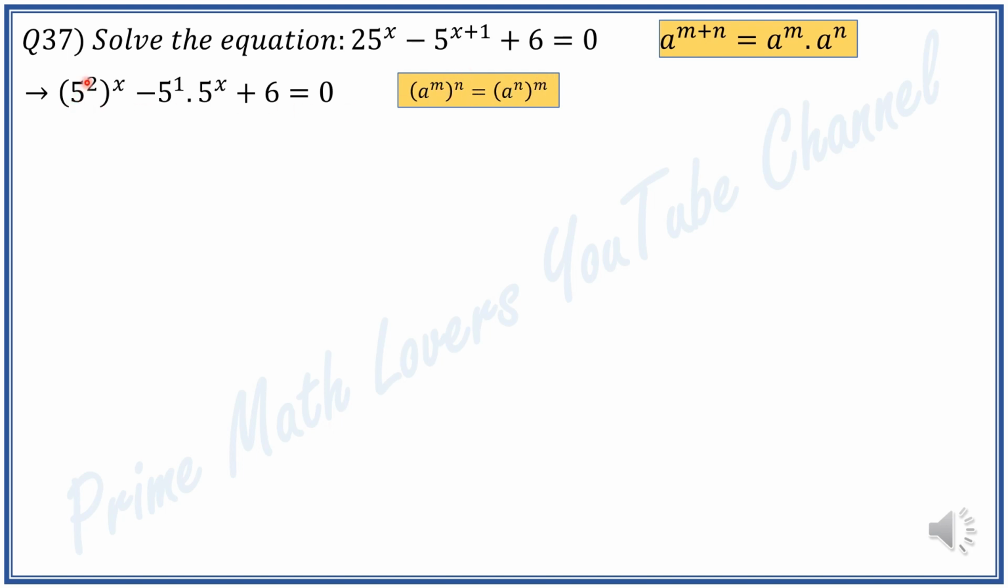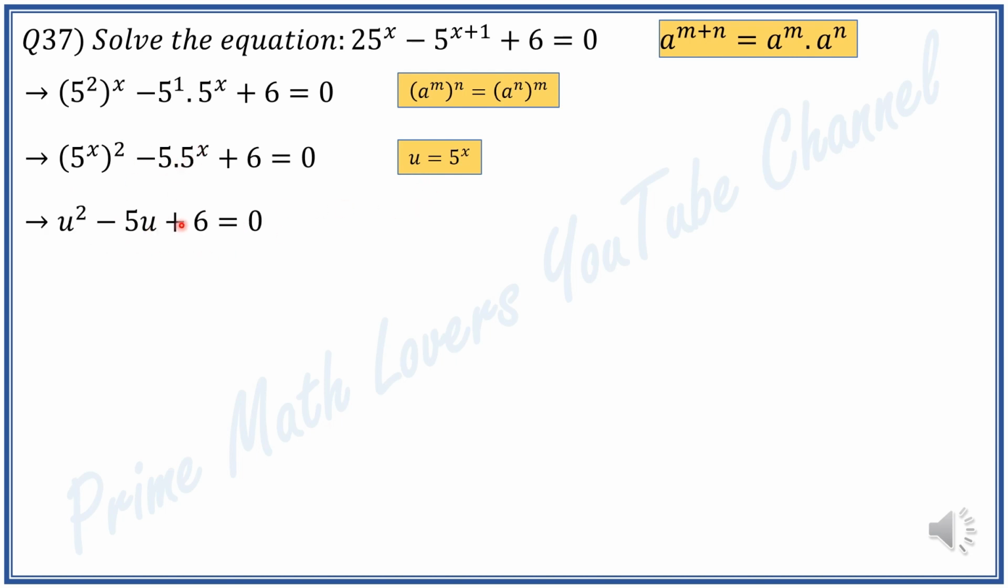So 5 to the power of 2x is equal to 5 to the power of x to the power of 2. So I rewrite the equation: 5 to the power of x to the power of 2 minus 5 times 5 to the power of x plus 6 is equal to 0. Now I use another variable and let u is equal to 5 to the power of x. So 5 to the power of x to the power of 2 is u squared, minus 5u plus 6 is equal to 0. So we need to solve this quadratic equation now.